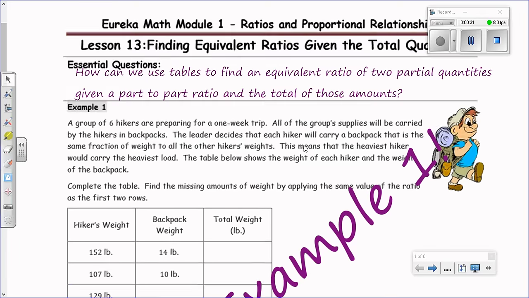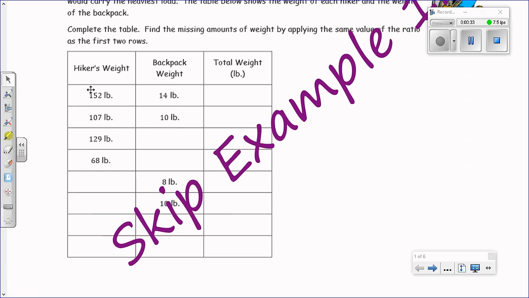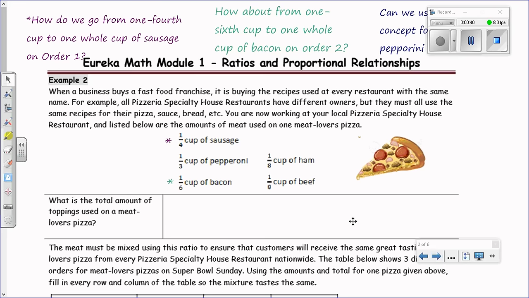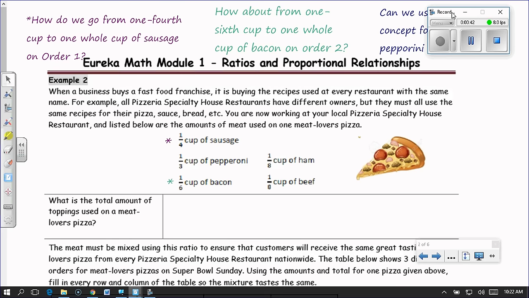We're actually going to skip example 1 entirely. I don't like it. I don't think it works out right. I'm not a big fan of starting with something that could confuse you. So what we are going to do is skip on over to page 52.